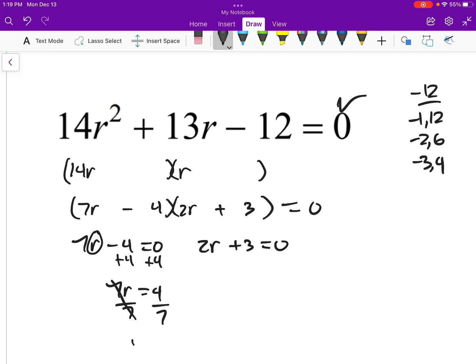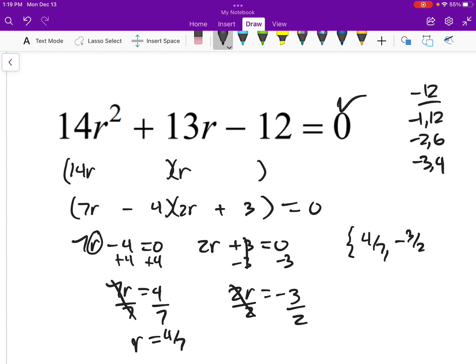So r equals 4/7. This one I've got a minus of 3 over. And divide by 2. So r equals negative 3/2. So my two solutions are 4/7 and negative 3/2. So that can get a little bit tricky, but again, the tricky part's the factoring. That's the most time-consuming part. If we know how to factor, then these are not too bad.